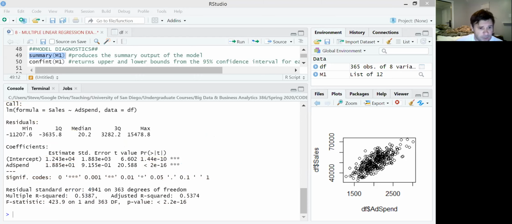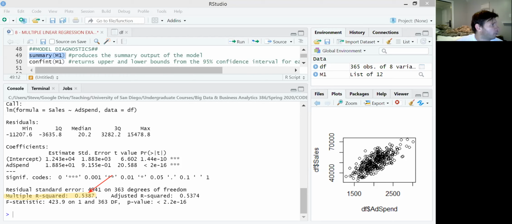The other piece of summary output that I would like to direct you to here as well is the multiple R squared. Here's our R squared. What that value is telling us right now is that about 54% of the fluctuation in sales from day to day is explained by the variations in ad spending. So our model here is able to explain about 54% of the fluctuation in sales.